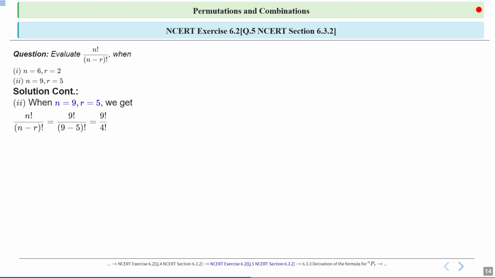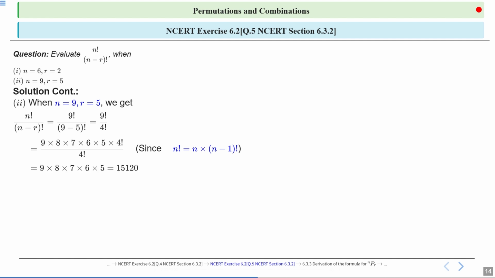When n is equal to 9 and r is equal to 5, then n factorial upon n minus r factorial will become 9 factorial upon 9 minus 5 factorial. This is equal to 9 factorial upon 4 factorial. Here we can write 9 factorial as 9 into 8 into 7 into 6 into 5 into 4 factorial, as we know the formula n factorial is equal to n times n minus 1 factorial. Here there is 4 factorial in the denominator, and it will be cancelled out.